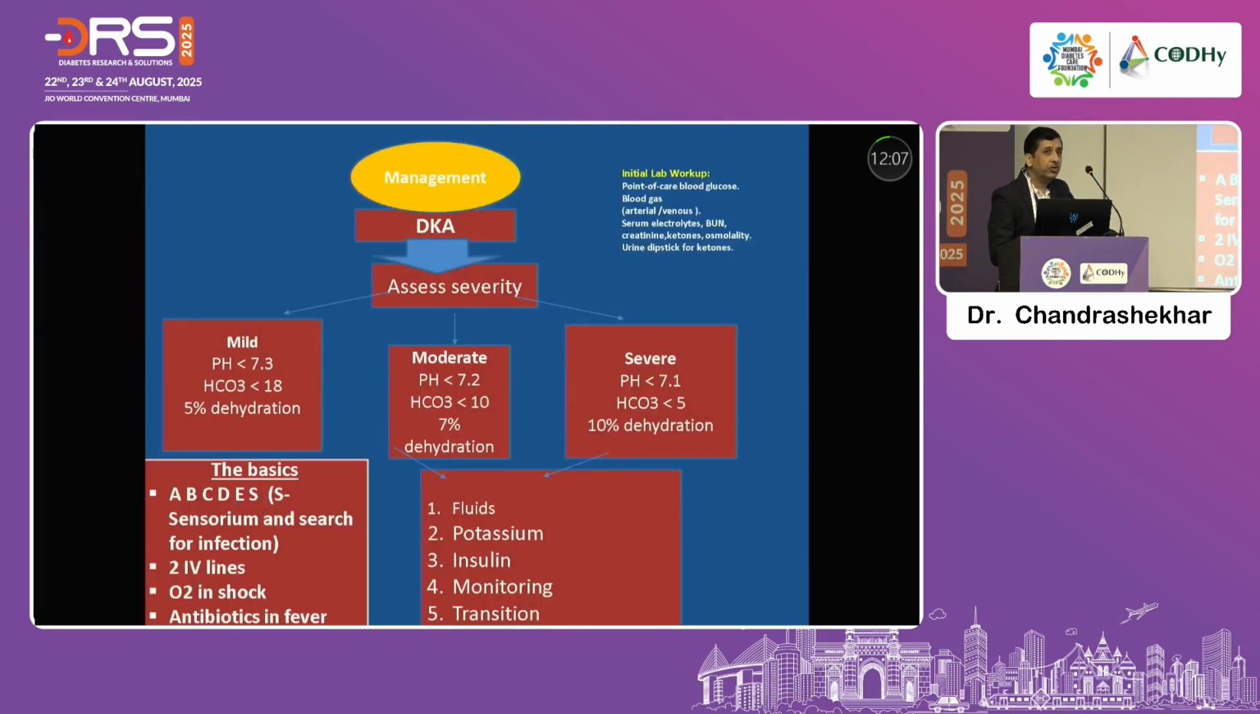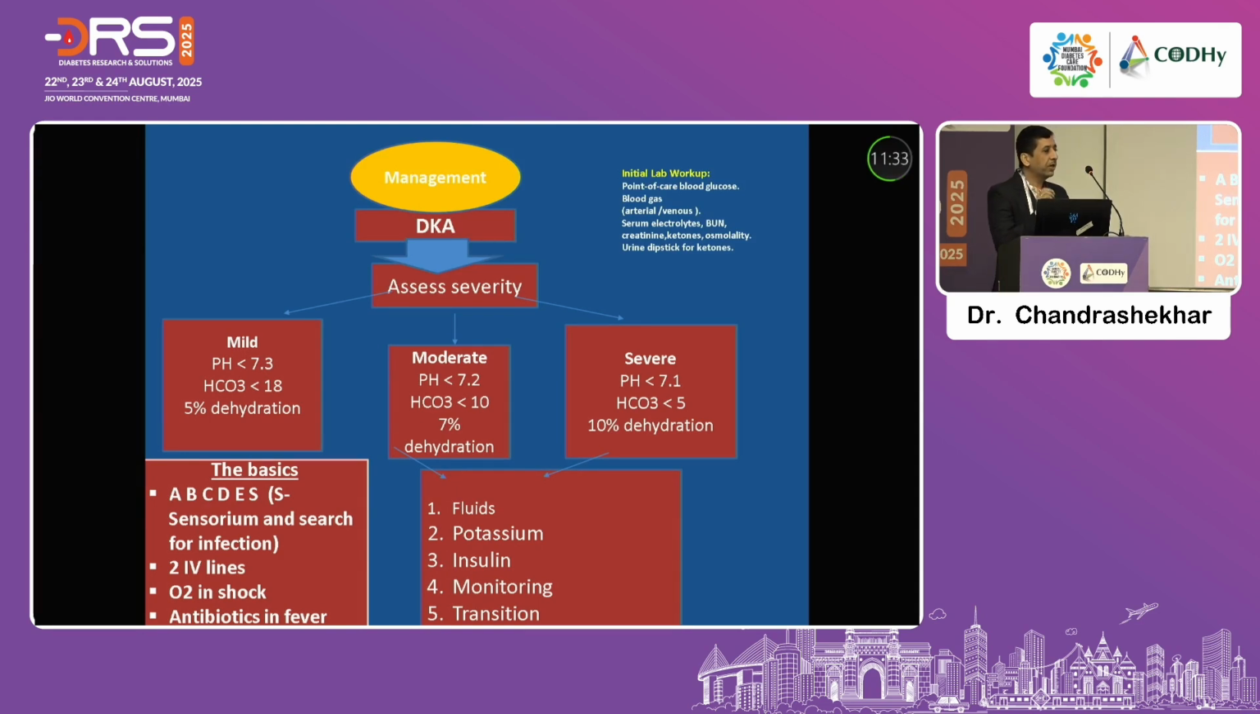Second, we need to assess the severity of DKA, whether it is mild, moderate, or severe. These are the characteristics by which we can grade the severity. So first we collect a sample, and secondly we assess the severity. The third thing is the basics of any critical management with A, B, C, D, E, S. A is airway, B is breathing, C is circulation, D is diabetes, E is electrolytes, and S is sensorium or search for infections.